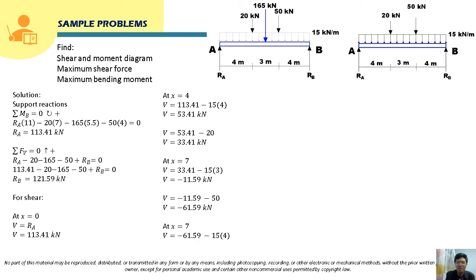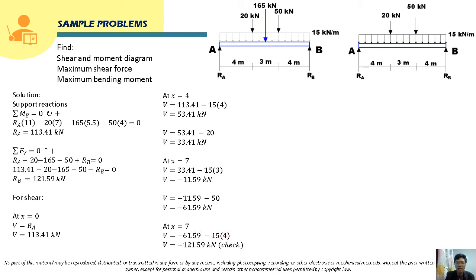Okay, so this is 11. At x equal to 11, class. From the previous value, that is negative 61.59. And then we are going to sum up the loading at this segment. At this segment, the loading here is 4 meters and then 15 kilonewton per meter. That is the height. This is downward, so this will be negative here. So this will become negative 61.59 minus 15 times 4.